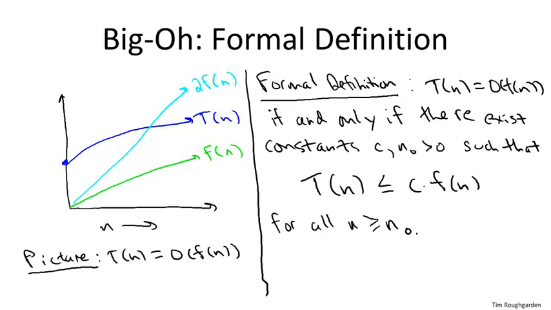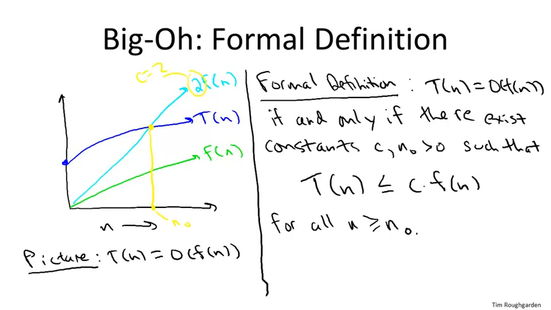So going back to the picture, what are c and n naught? Well, c of course is just going to be 2, and n naught is the crossing point. So if you look at where 2 f of n and T of n cross, and then we drop the asymptote, this would be the relevant value of n naught in this picture. So that's the formal definition. The way to prove that something's big O of f of n, you exhibit these two constants, c and n naught, and it better be the case that for all n at least n naught, c times f of n upper bounds T of n.